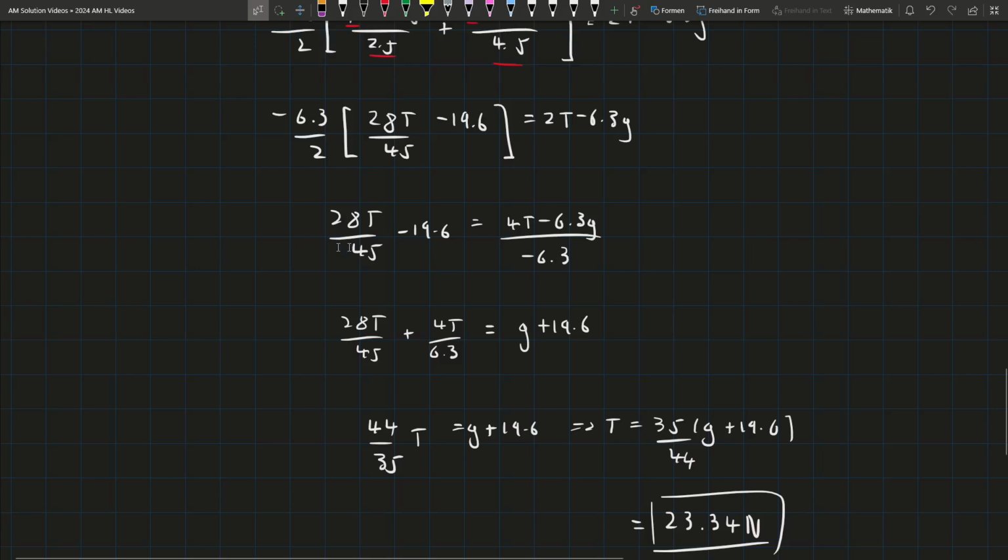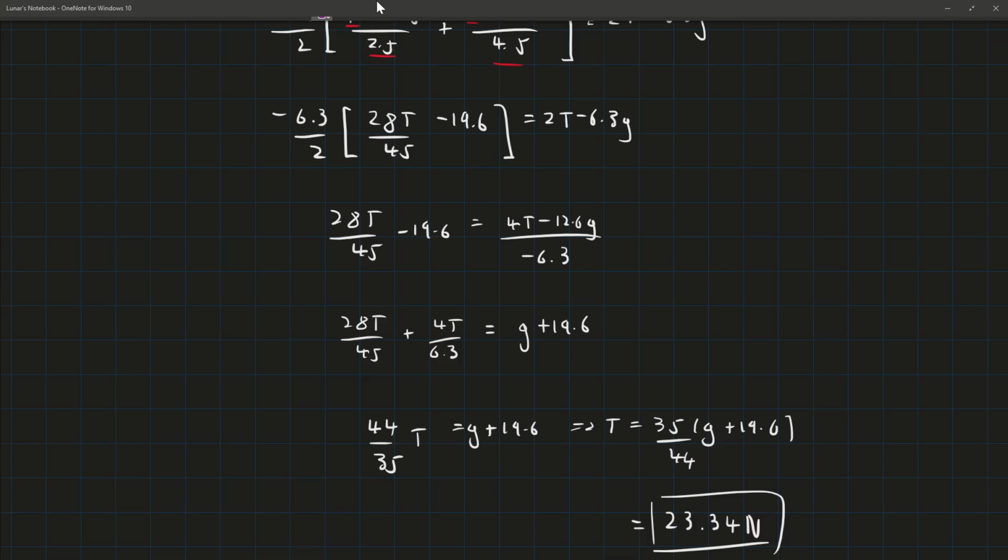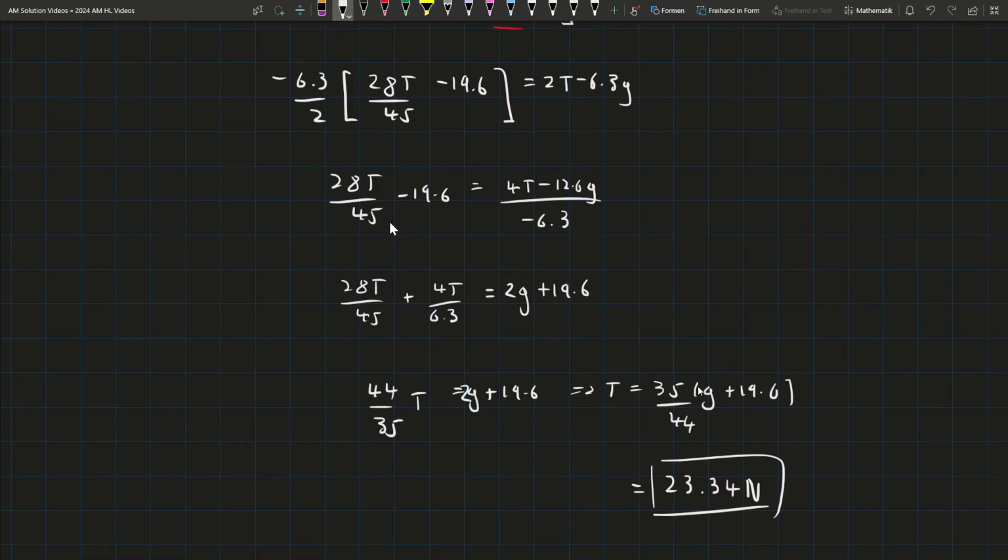Right, sorry, I made a mistake there. This 6.3, when you multiply by the 2, I forgot to multiply this by 2. So 6.3 times 2 will give you 12.6. So that should have said 12.6g there. That should be 12.6. So then 12.6 over 6.3 is just 2. So instead of g, this will be 2g, because 12.6g over 6.3, that's 2g. So we'll have 2g here, 2g here.